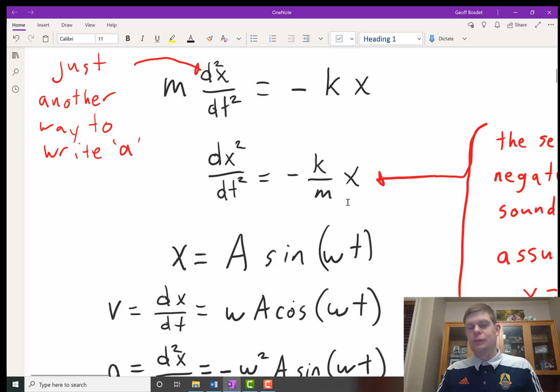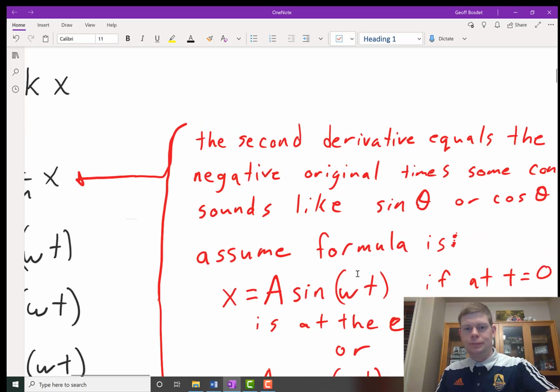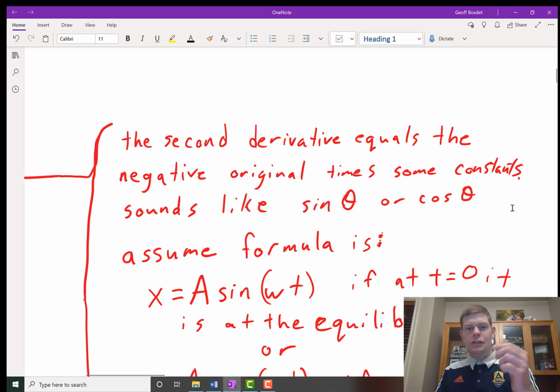times the position. Now this might look kind of familiar, like what kind of function do I know where if I take the second derivative of it, I get kind of negative times my original function. So let's take a look at that. So yeah, that sounds like sine or cosine to me.